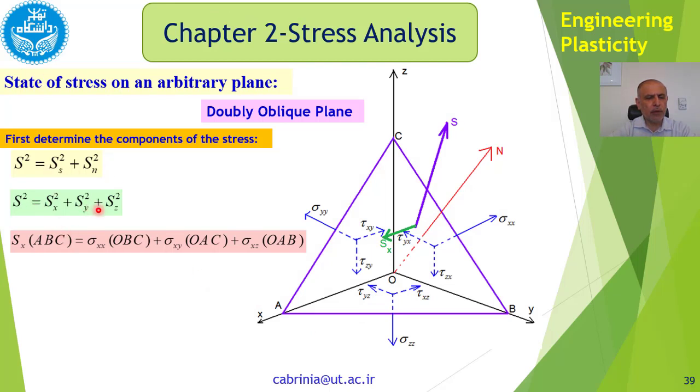Right then, so we wrote these equations before. Now we are going to write this equation. What is this equation? This equation says that this S, which is a generalized vector in any arbitrary direction, has a component in the x direction, which we call Sx. In order to write the equilibrium in the x direction, we must equate all the forces in the x direction. So we have one force in the x direction, which is a stress times the area ABC, that is, Sx times the area gives this force in the x direction.